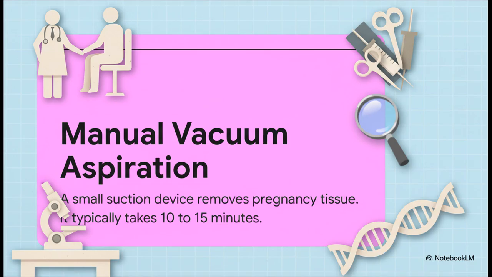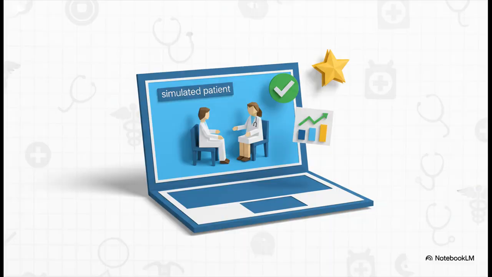Now, when you're explaining the procedure, you should use its proper name, manual vacuum aspiration, but immediately follow up with a simple, jargon-free description just like this one. And, mentioning that it usually only takes about 10 to 15 minutes can be incredibly reassuring.